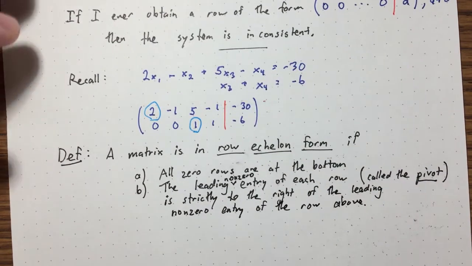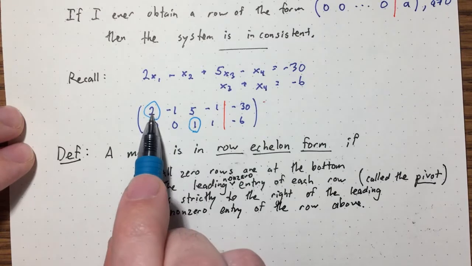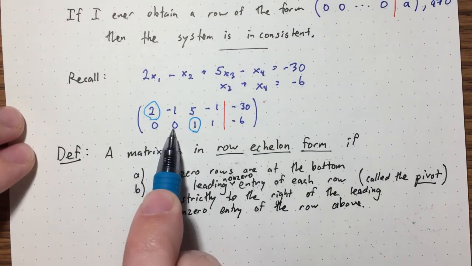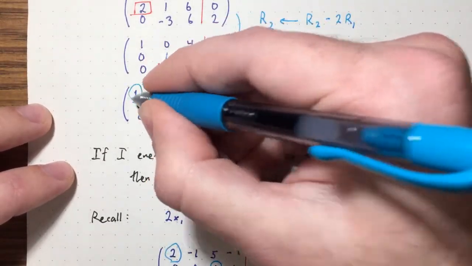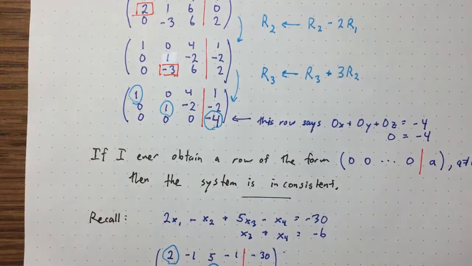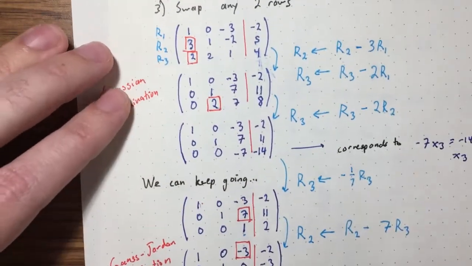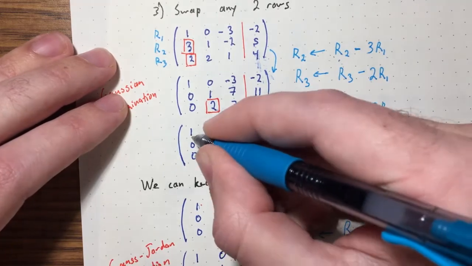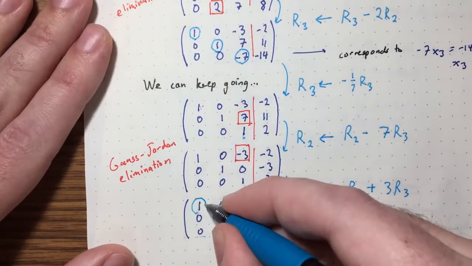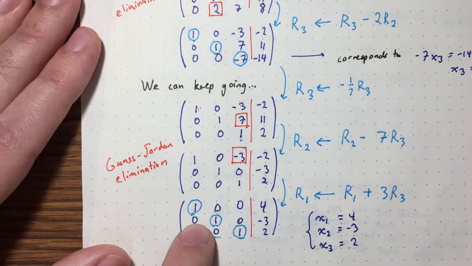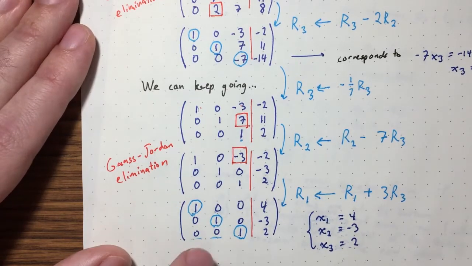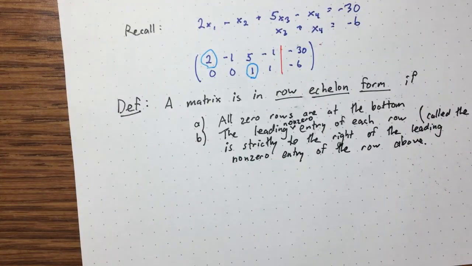In other words, it's in this staircase form. So that 1 is strictly to the right of that 2. In fact, it's even further to the right, but that's fine. That's still echelon form. All of these matrices are in echelon form. So here are our pivots. I'm circling our pivots. Let's go back to the previous page we had. Okay, this is in echelon form. Here are our pivots. This is also in echelon form. Each time we go down a row, the leading non-zero entry is strictly to the right of the leading non-zero entry above. So that's what echelon form is.